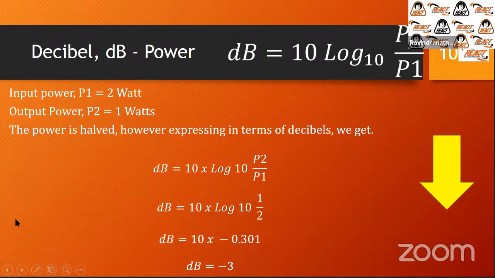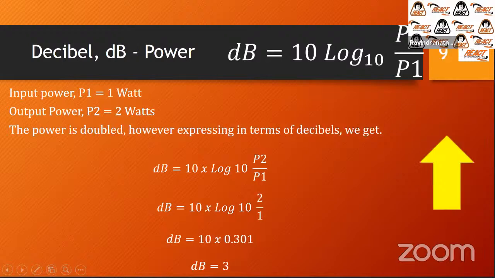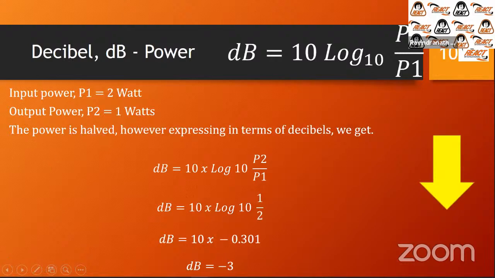So notice when we double the power, we say it's 3 dB gain. But when we halve the power, we say it's minus 3 dB loss. So notice the interesting relationship using the decibel to show ratios of power.